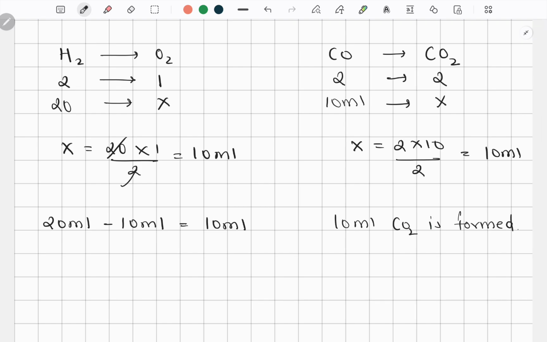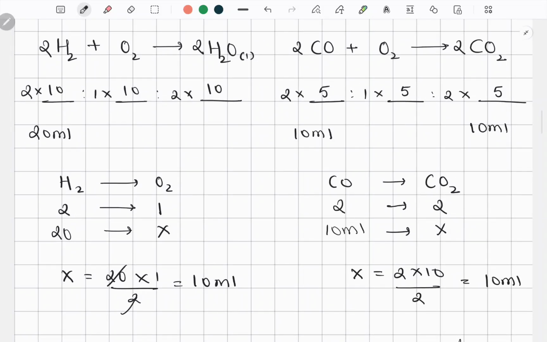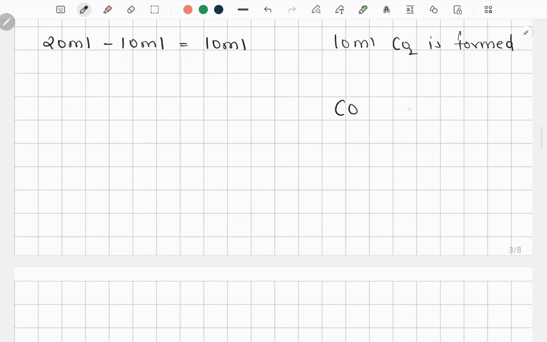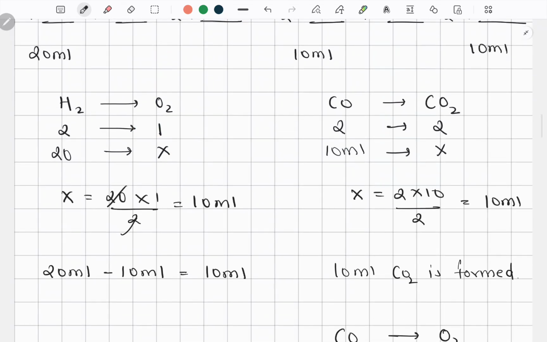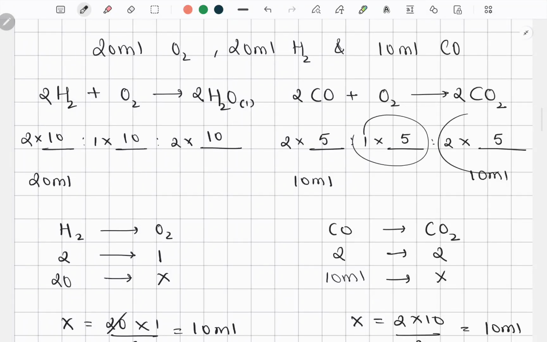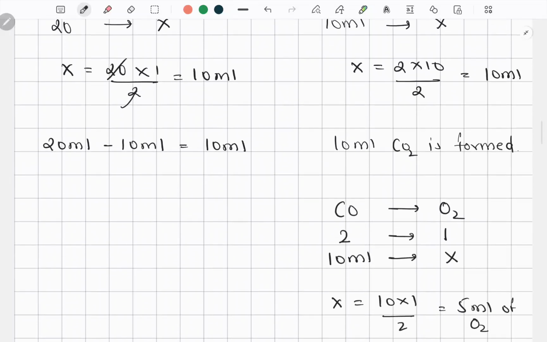How much oxygen is being used in this chemical equation? 2 CO reacts with 1 O2 to form 2 CO2, so 10 ml of CO will react with how much oxygen? Again it's simple, find the value of X: 10 into 1 divided by 2 would give us 5 ml of oxygen. It's very simple, we can directly get the answer from here, but as we have to show the equations and the steps, we write like this.